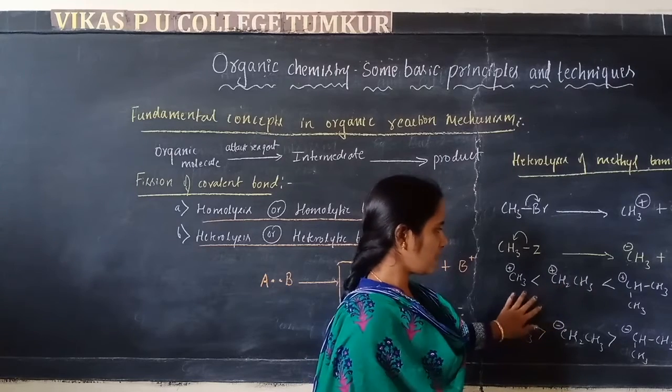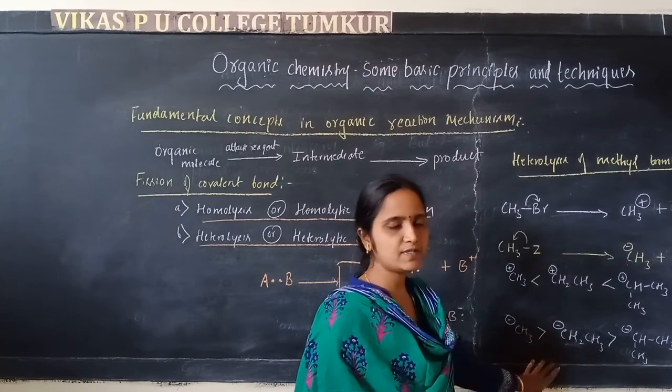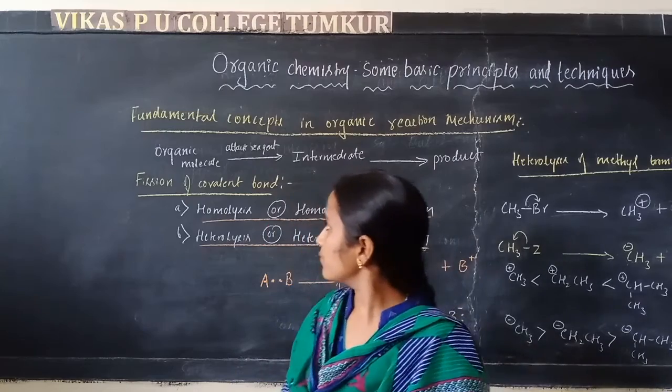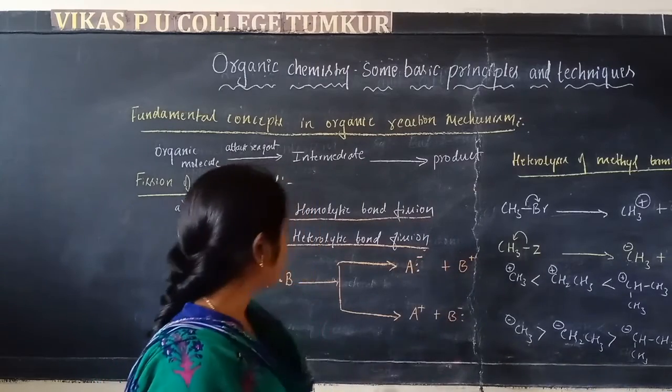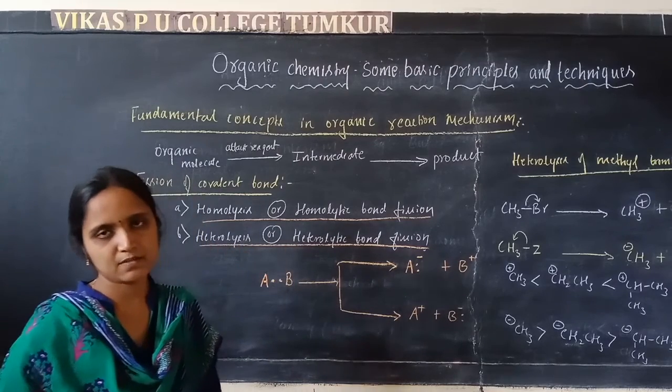This is the stability order. This is about the stability order of the carbocation. This is about the stability order of the carbanion. This is about the fission of covalent bond. These are the two types of bond fission, homolysis and heterolysis.